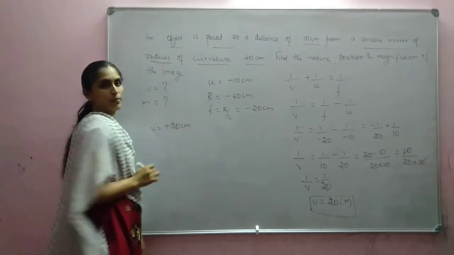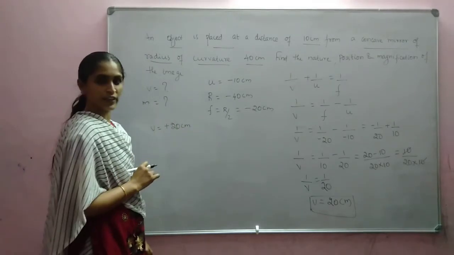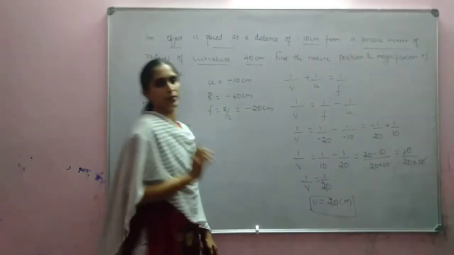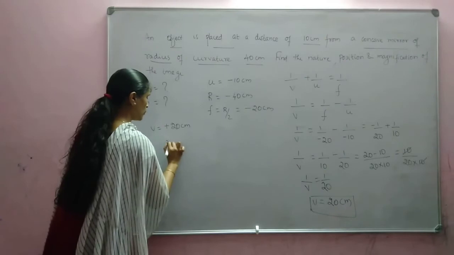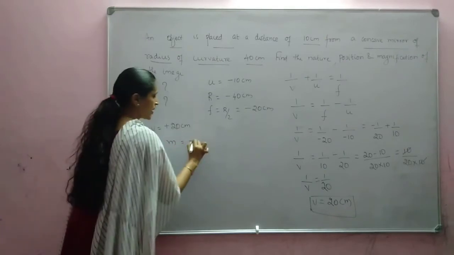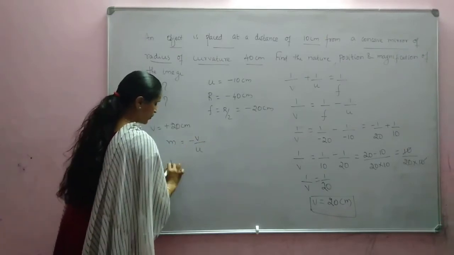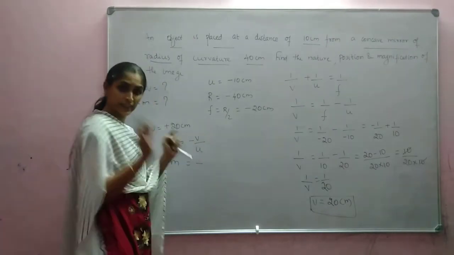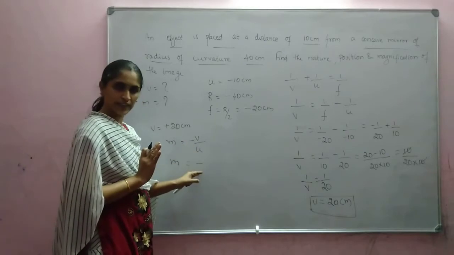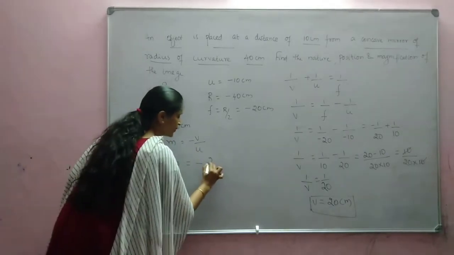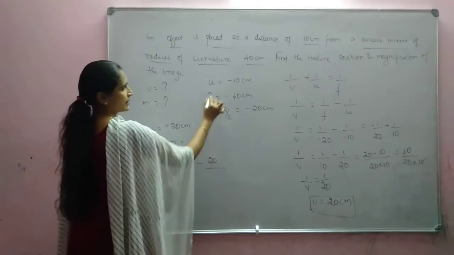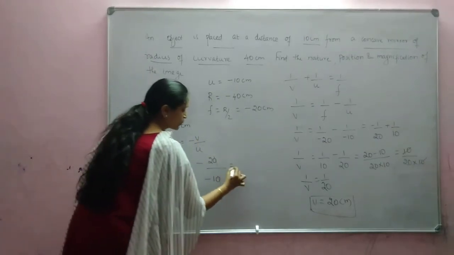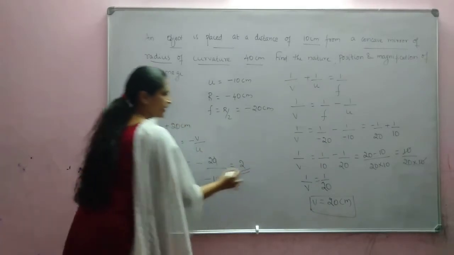Now we have to find magnification. By knowing magnification, we can say the nature of the image. Okay. So we know the formula. Magnification is equal to minus v by u. For magnification, what is minus? V is 20. This minus sign is in the equation itself. That's why we are writing minus here. Then 20 divided by object distance, which is minus 10. So this minus will get cancelled. So what will you get? Magnification, you will get as plus 2.